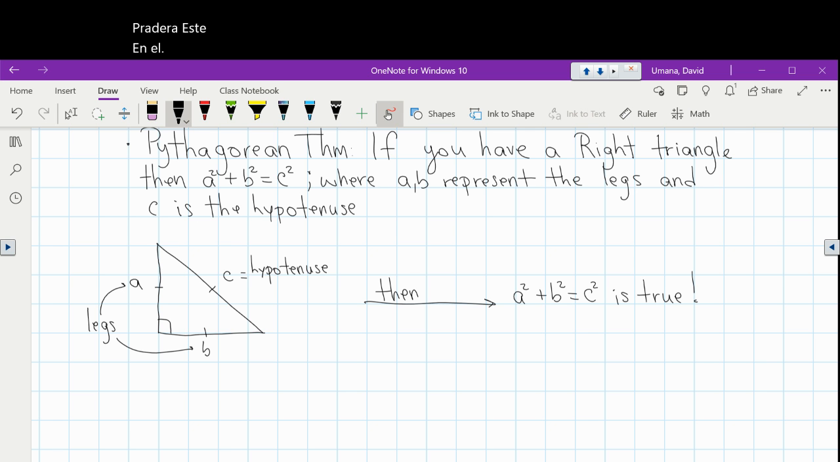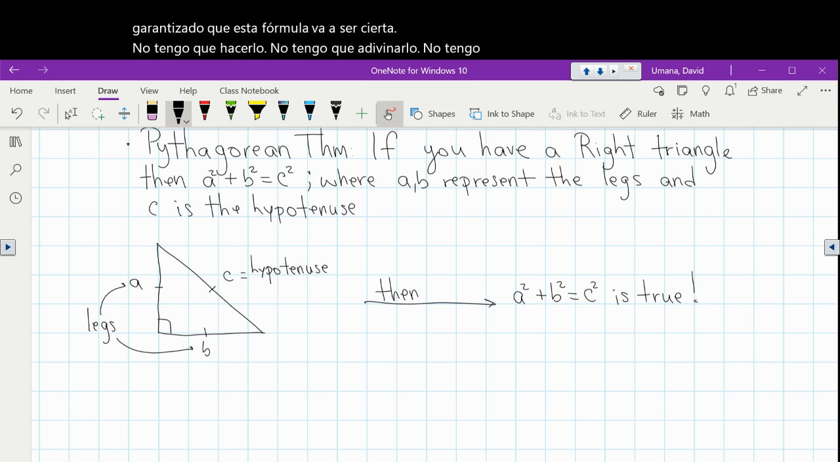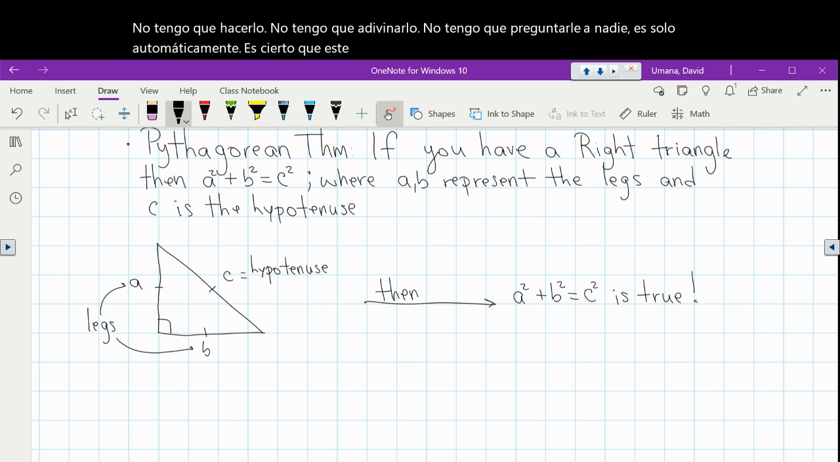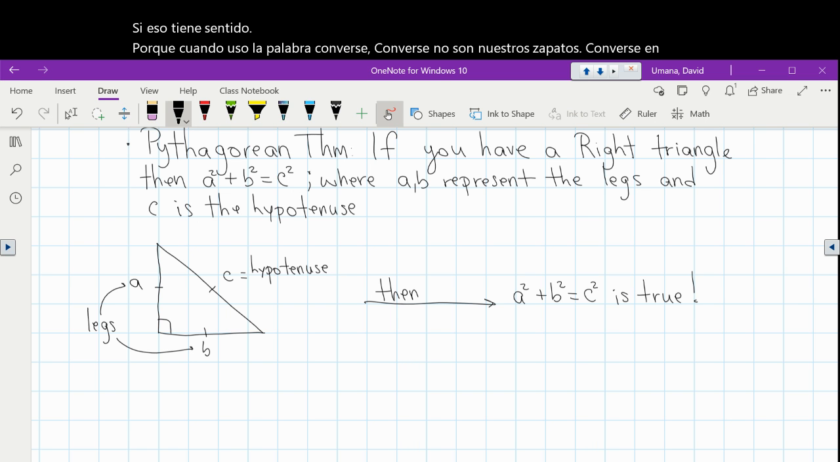So it's very straightforward. As long as I have a right triangle, then it's guaranteed that this formula is going to be true. I don't have to guess about it. I don't have to ask nobody. It's just automatically true. This is the original Pythagorean theorem. The crazy thing is that today I want to do this backwards, if that makes sense. Because when I use the word converse, converse is not or shoes. Converse in this case means that I want to read it backwards.